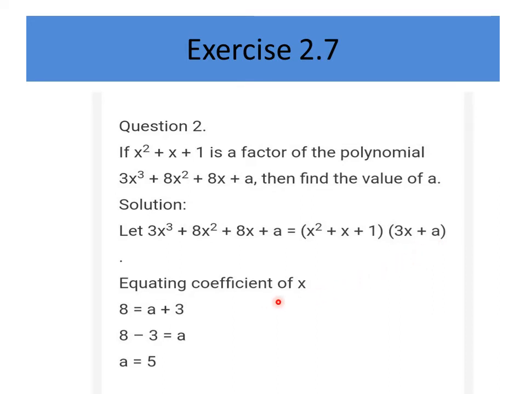Now we are equating the coefficient of x on both sides. Here the coefficient of x is 8. Here the coefficient of x comes from x into a, that is ax, so the coefficient is a. In one more way we can find the x term: 1 into 3x is 3x, so the coefficient is 3. So a plus 3 equal to 8. From this, the a value is equal to 5.